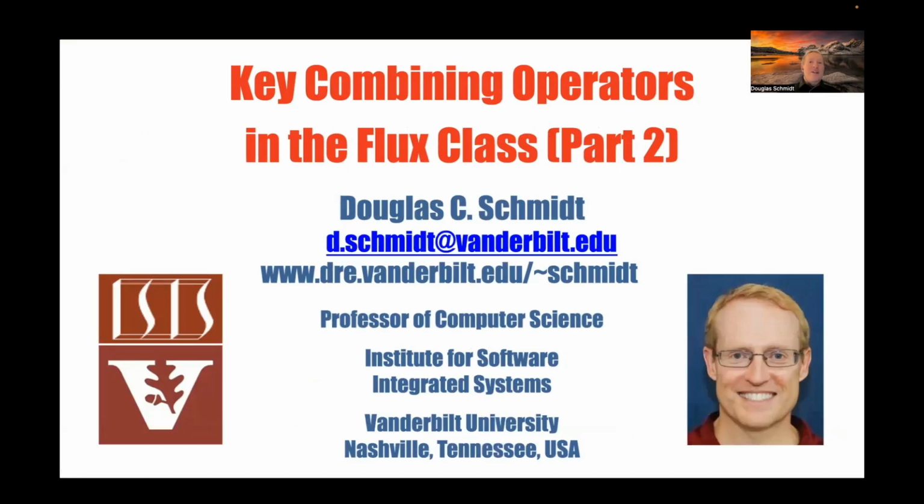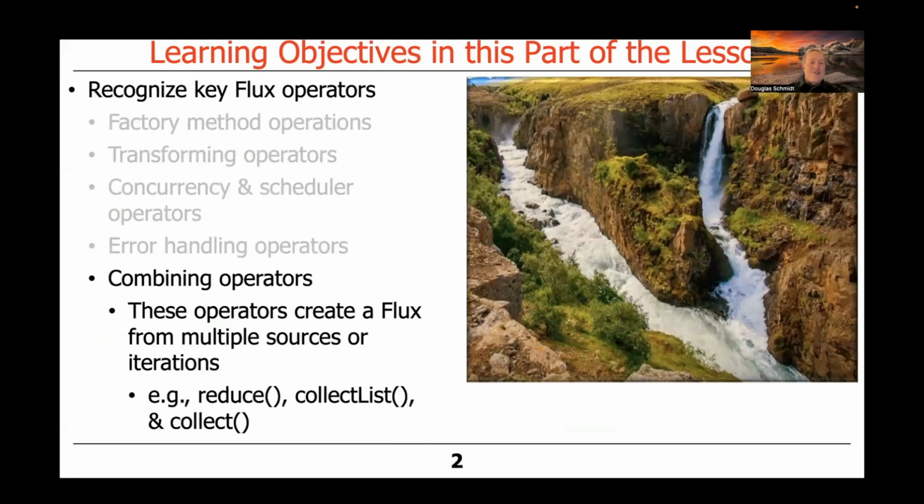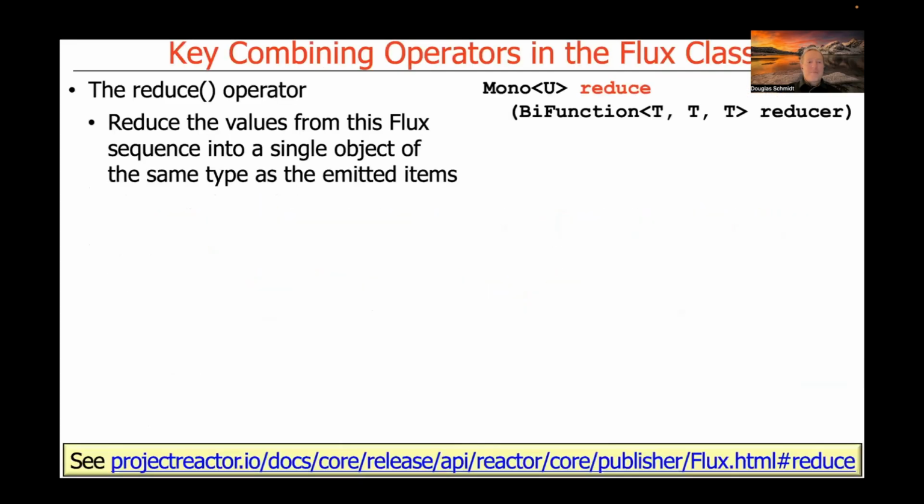So we're now ready to talk about some of the key combining operators in the Flux class. And you'll see here that we're going to talk about three of them. They're three of the most important operators: reduce, collect list, and collect. And these all have equivalents in Java streams. So some of this discussion should sound a little familiar if you're familiar with Java streams.